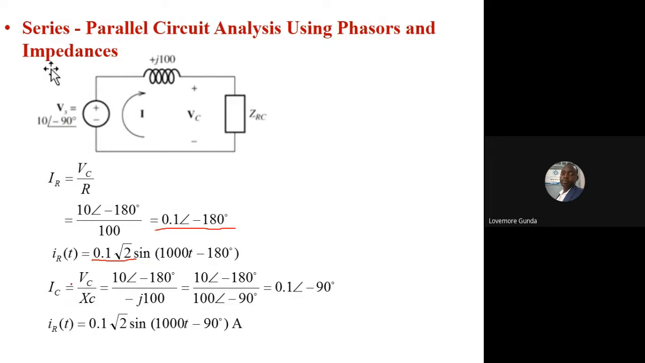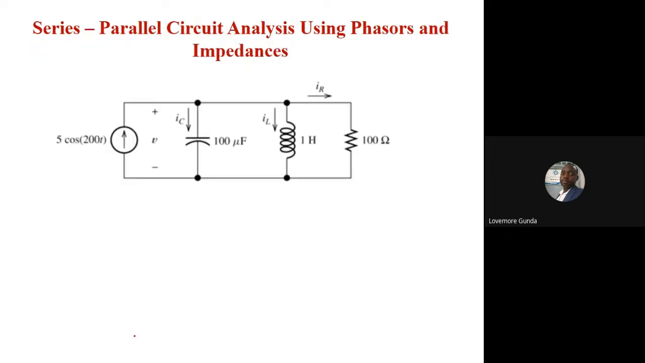Current through the capacitor becomes VC over XC, because there's still the voltage across ZRC. Then do your division. Minus J100 is the same as 100 at minus 90 degrees. You get your value, then go to the time domain expression: that magnitude times root 2 sine of 1000t minus 90 degrees. That's your IR, current through R. Right, so still the same thing.